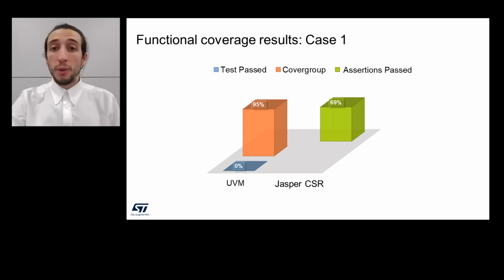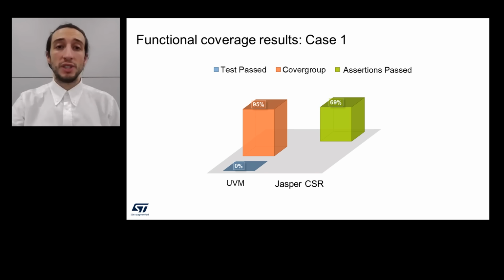For instance, we run one random test 100 times with different seeds for a total of 150,000 random accesses to the register map. So even though we had 95% of cover groups covered and 0% of tests passing, we do not know which part of the RTL is not working. That's where we had to go look for the problems.